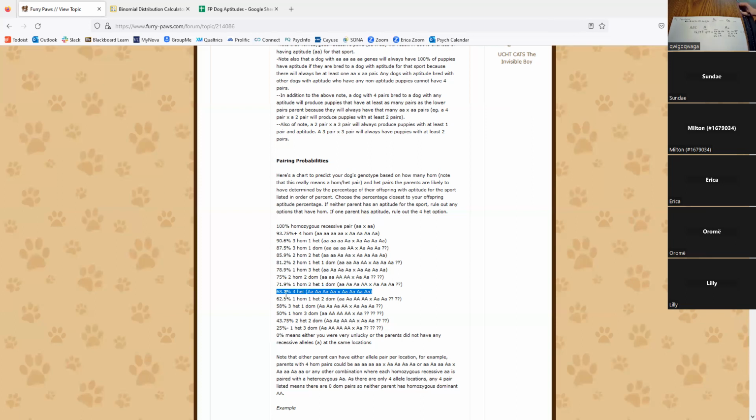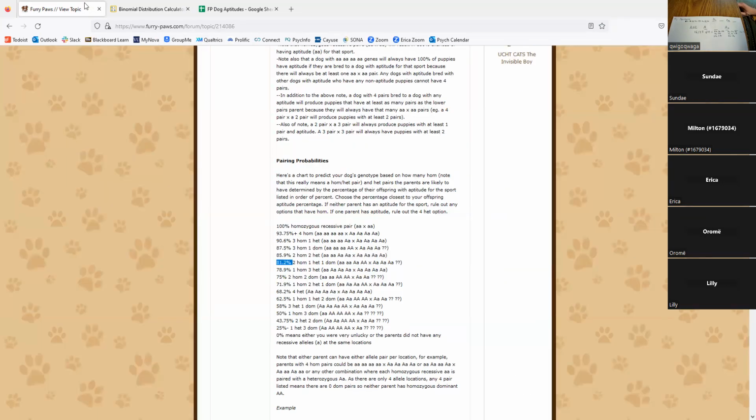If it were actually something different, like let's say it was supposed to be 78%. If they were a 1-hom 3-het pairing, I should have had 78% of the puppies, not 69% of the puppies having aptitude. So I want to calculate what are the odds that it's actually supposed to be 78. So what I did was I calculated just the bottom range, which we found was 50. That had at least a 5% chance. And the top range, which we found, I think, was 81.